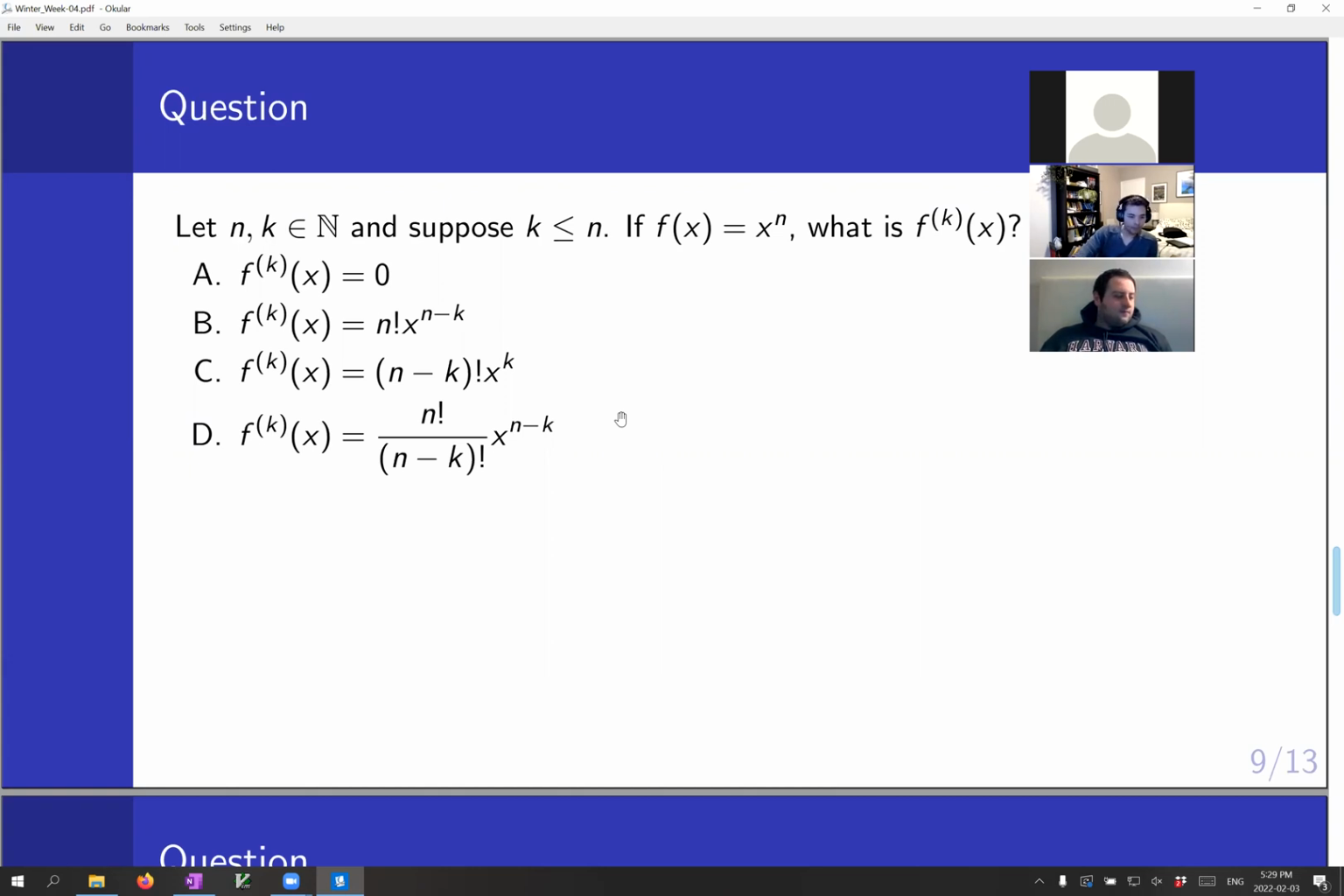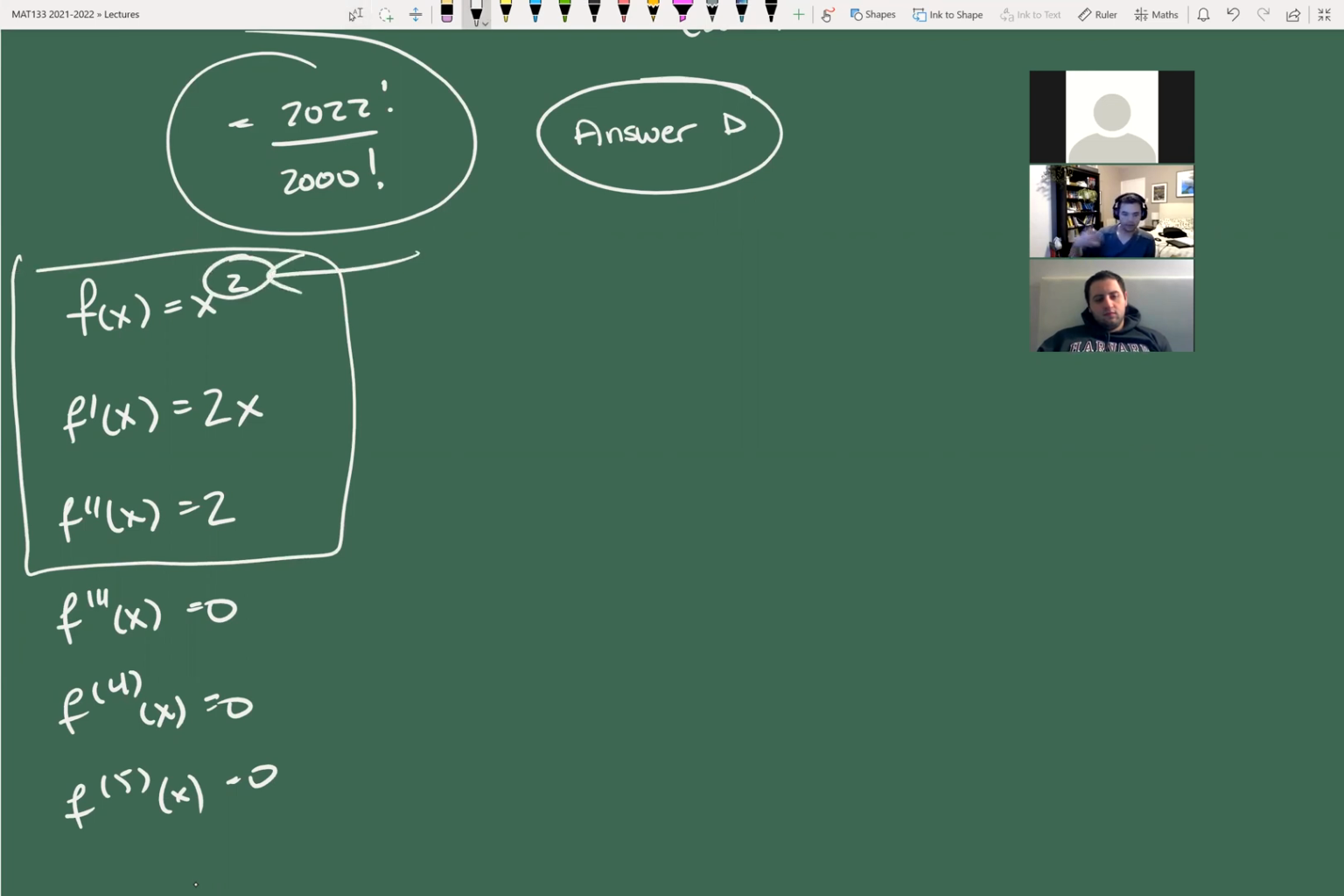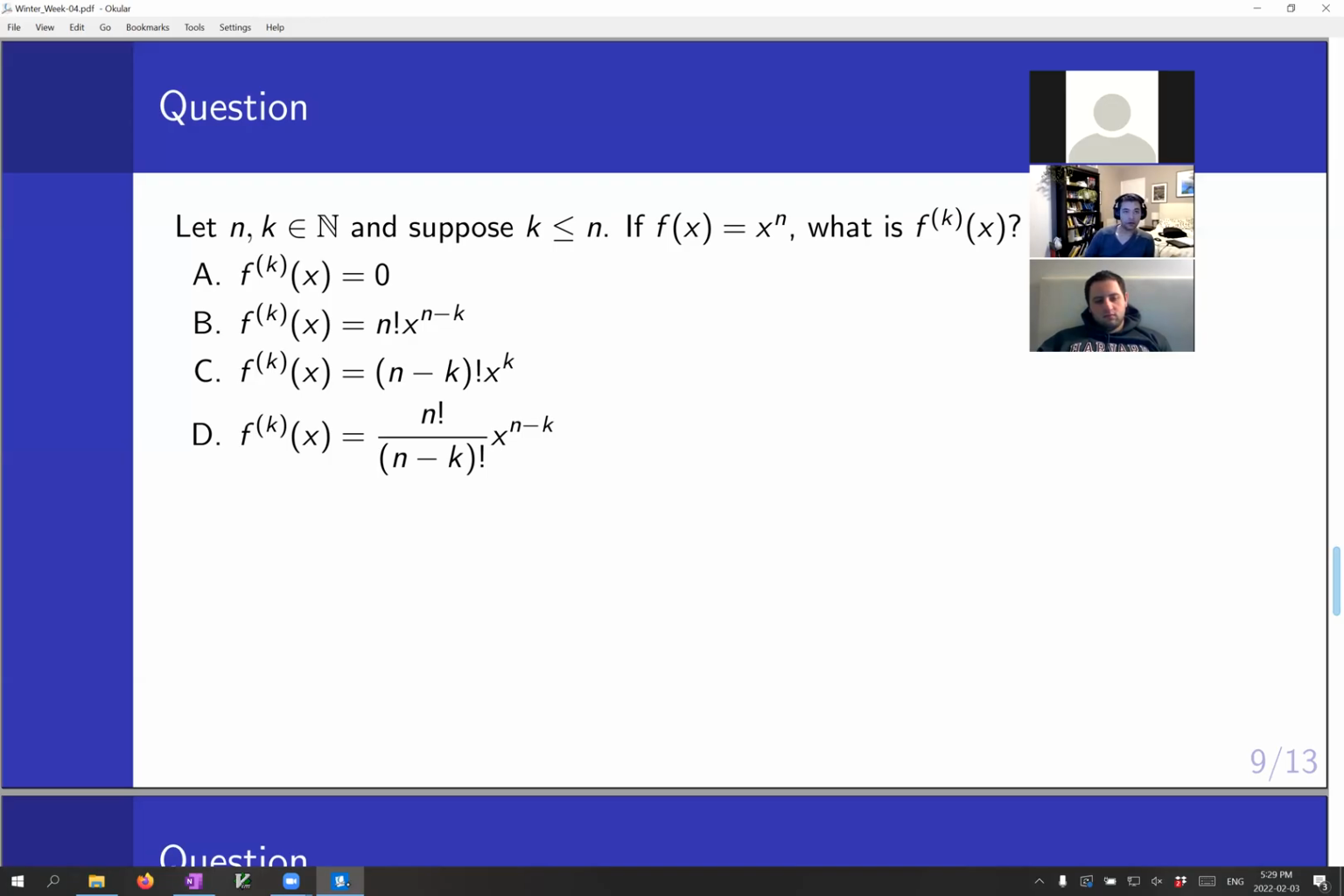That's true. What happens in question 9? Why is it not 0? Well, same thing with x squared. You can see until you take two derivatives, the derivative isn't 0, right? So this exponent here tells you how many derivatives you could take before you ended up being 0. So in question 9, the question we did where the correct answer was D, it said if k is less than or equal to n, so you take fewer derivatives than the exponent, then you'll get something which is non-zero. Right? Yeah, okay, perfect.